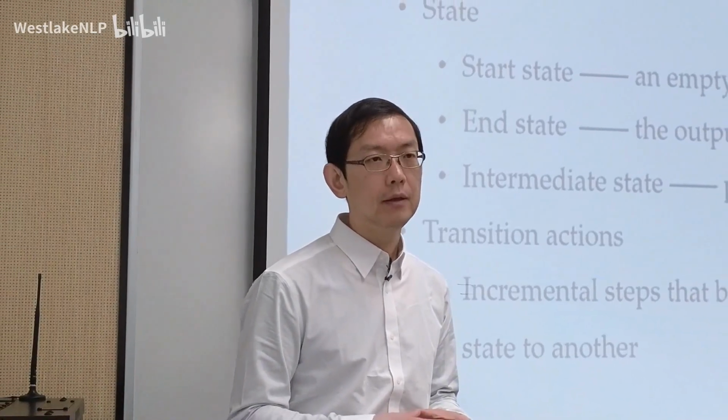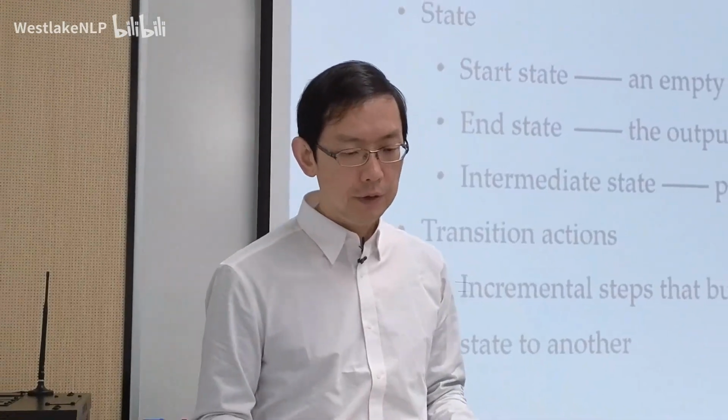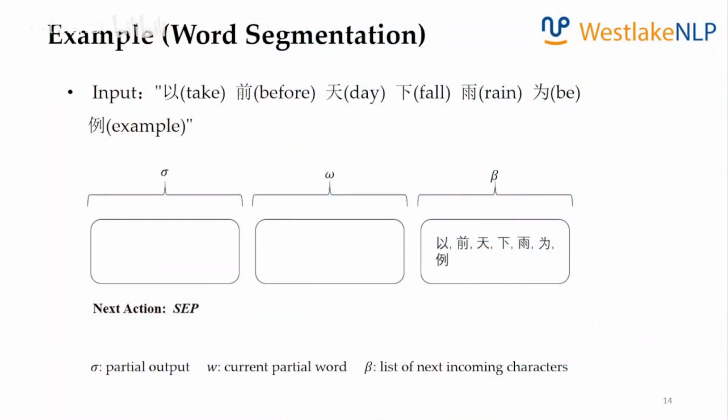To illustrate, let's look at two examples. The first one is sequence segmentation. What is the state? As you can see in this figure, the state can consist of three components, where sigma represents the words, or the segments, that we have constructed. Omega corresponds to the current word or segment being processed. And beta corresponds to a buffer of the unhandled inputs.